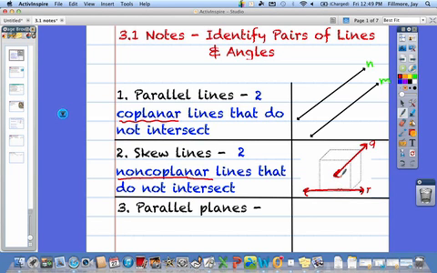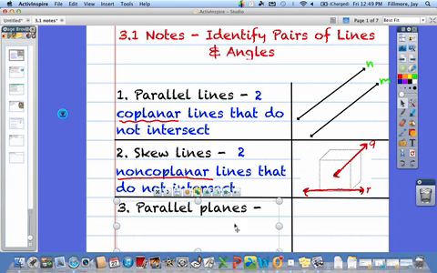But they're not exactly parallel. They're not parallel because they are non-coplanar. They are not on the same flat surface. One is down here and one is up here, the top plane and bottom plane. So they are not coplanar. And we'll talk a little bit more about skew lines in our next example.